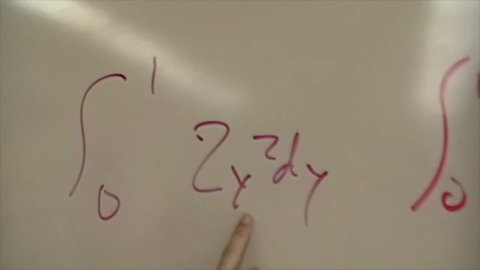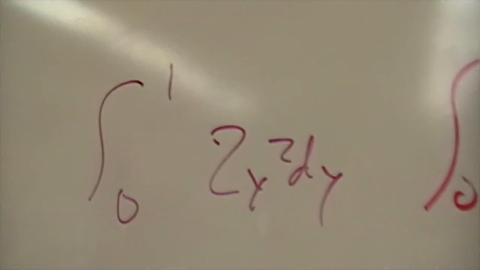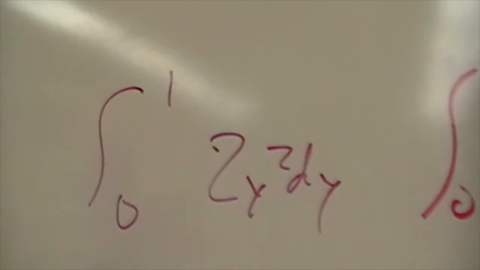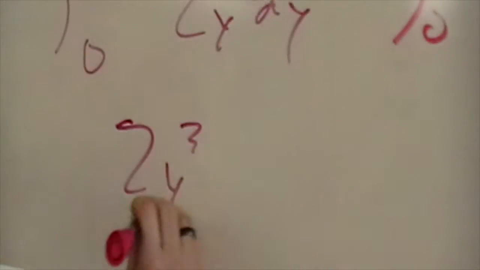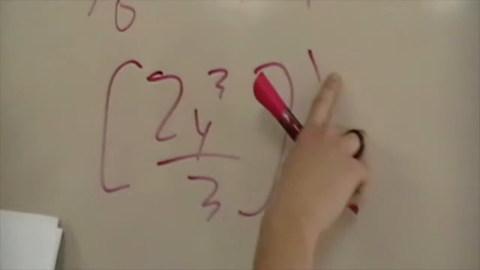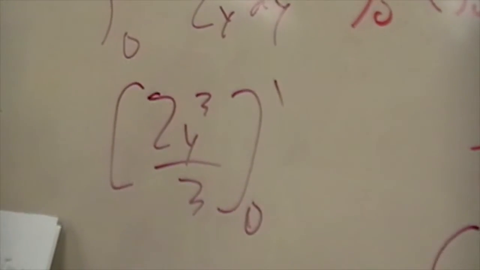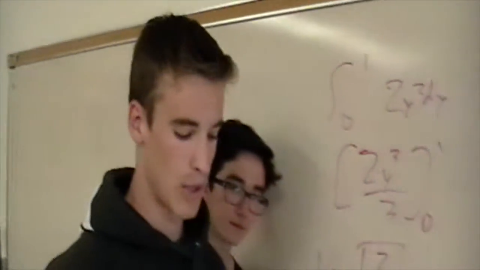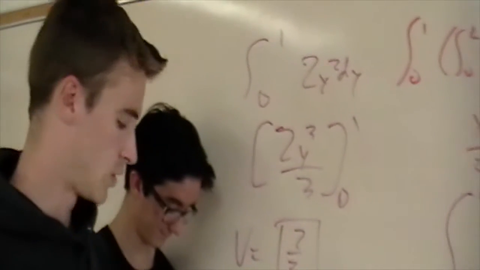Oh wait. Should I keep going? Okay. We get 2 times y to the third over 3. And then just plug in the 1 and then plug in the 0 and subtract, you get 2 over 3. So now, using the double integral, we found that the volume under the original curve is 2/3.